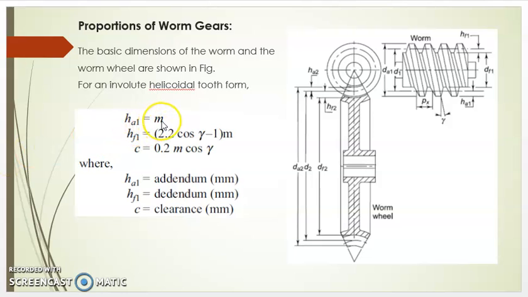HA1 is equal to M. M is nothing but module in mm. HF1 is equal to (2.2 cos gamma minus 1) into M. C is equal to clearance is equal to 0.2 M cos gamma, where HA1 is equal to addendum in mm, HF1 is equal to dedendum in mm, and C is equal to clearance in mm.